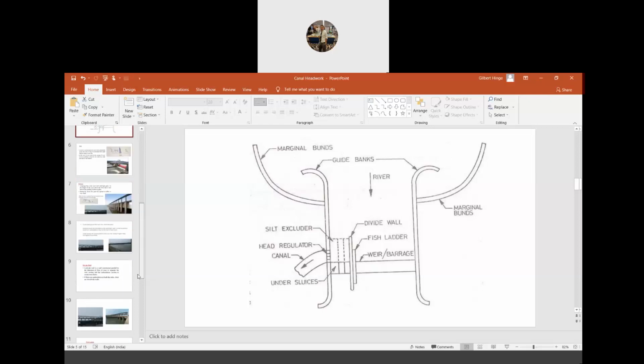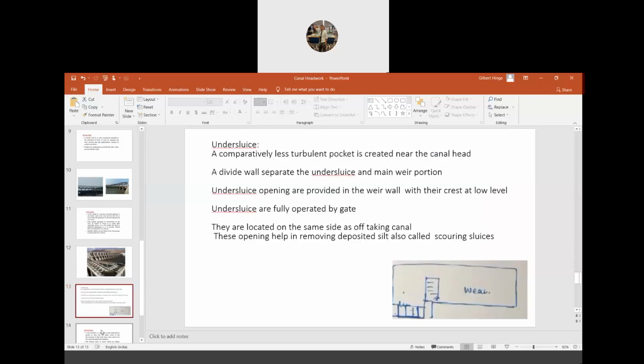The function of this undersluice gate is that it is constructed in order to create a less turbulent pocket near the canal head. This is the role of the undersluice gate, so as to prevent the silt content from entering into the canals. That's why they are also called the scouring sluices. This is the role of constructing this undersluice gate near the canal head, to prevent the silt content from entering into the canal.